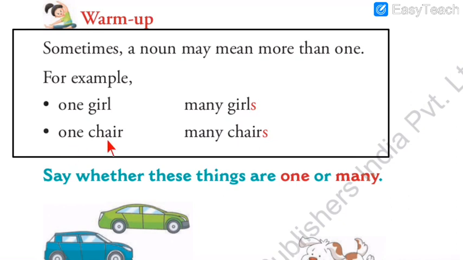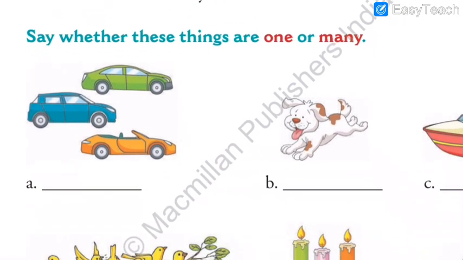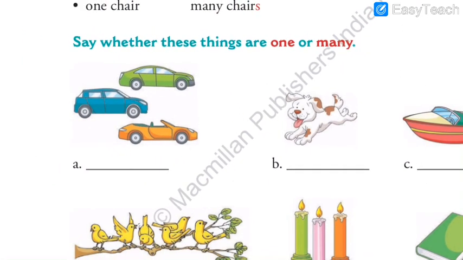Similarly, if it is only a chair, if you are sitting on a chair, then it is okay. But if you are sitting on more than one chair, it is said to be chairs. Similarly, S is added here. Yes, it is called plural. So let's see how this topic is further elaborated in your lesson.